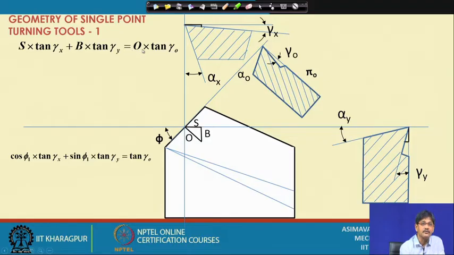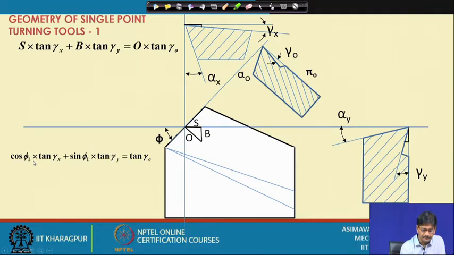and immediately if we divide this whole equation by O, we have S by O here. What is S by O? If we take this angle, S by O is nothing but sin phi. So, instead of this one we write sin phi. By the way, I have expressed this in terms of phi 1. Please understand that phi 1 is equal to 90 minus phi.